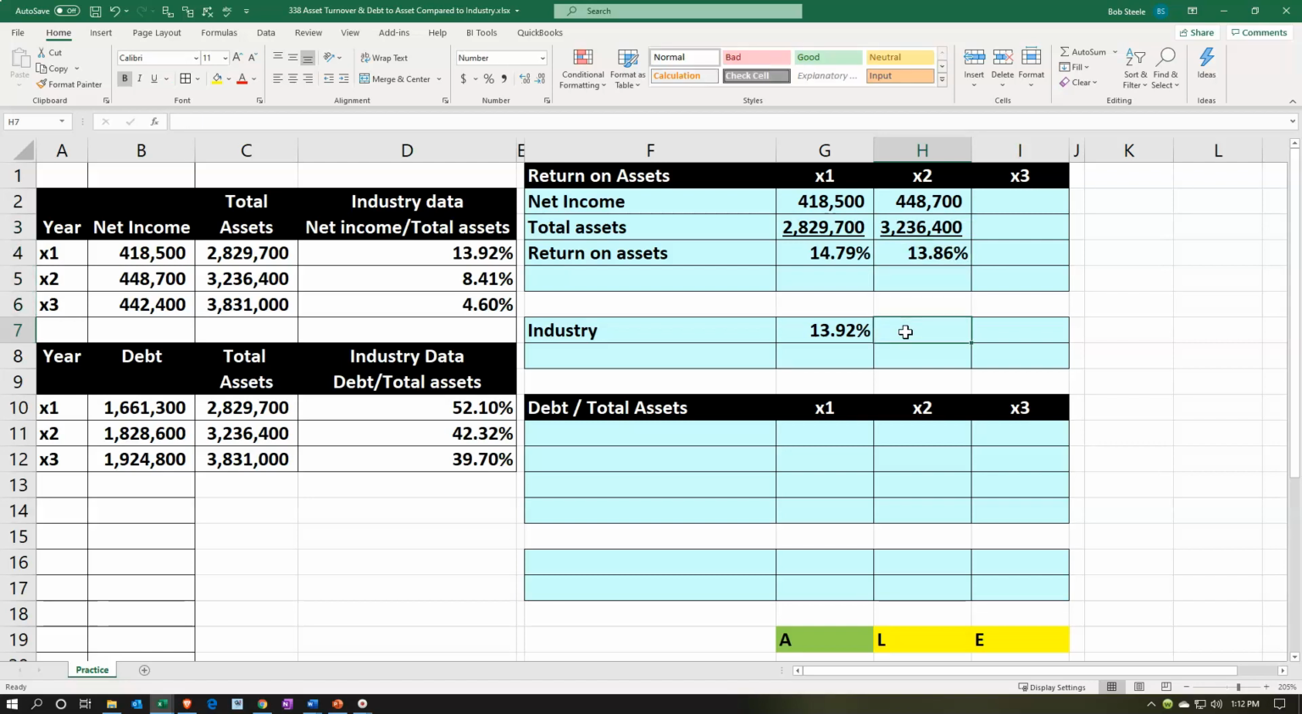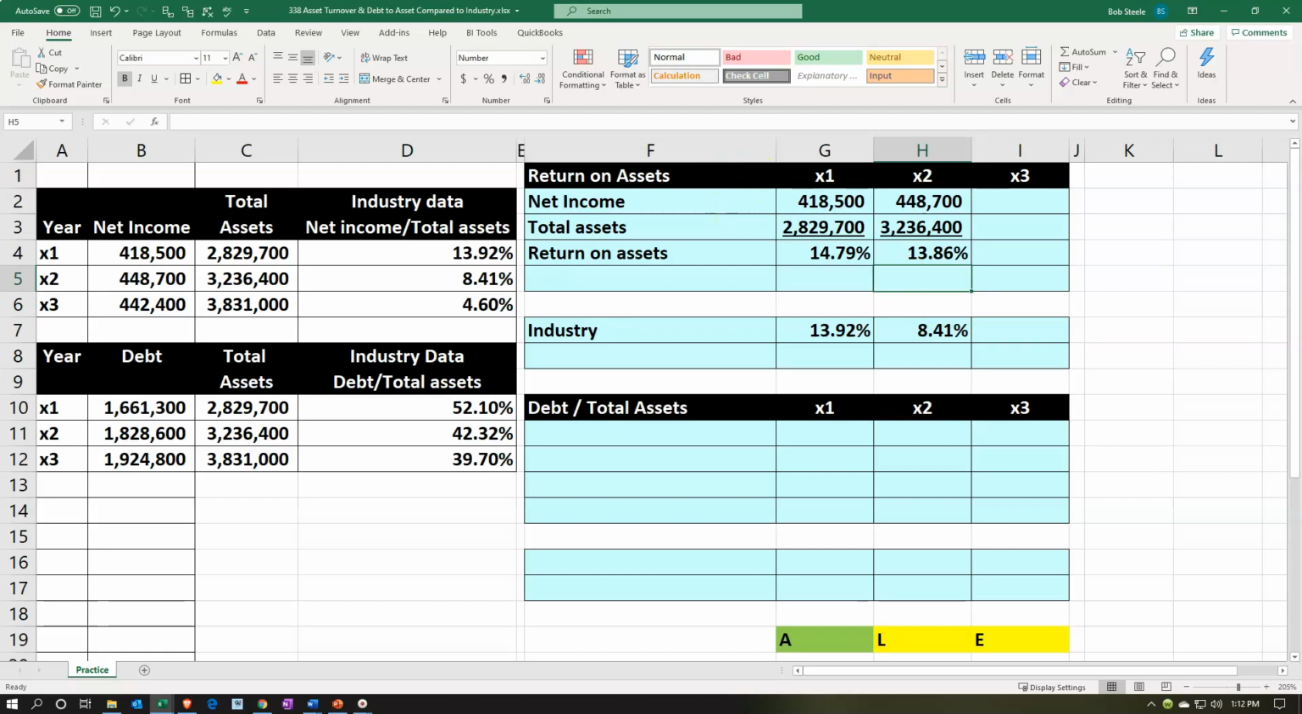So we have a downward trend there, and so if I compare to the industry, and we make this a percent, let's format paintbrush this. The industry is much lower there, so we're doing much better than the industry.